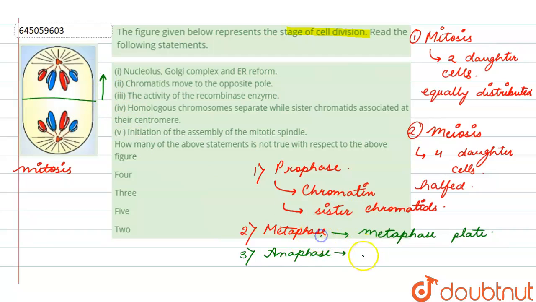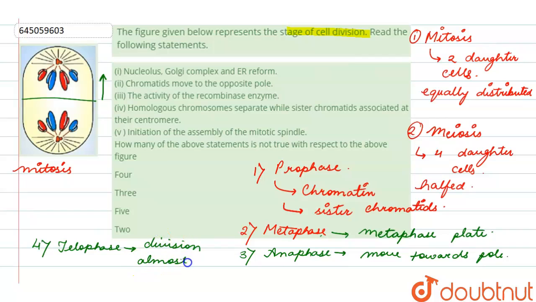Alright, move towards pole. Alright, and the last stage is called as the telophase stage, where the differentiation is or the division is completing, right? So division is almost complete and two daughter cells are formed, alright, in the telophase stage. So let's read the statements that are given to us.